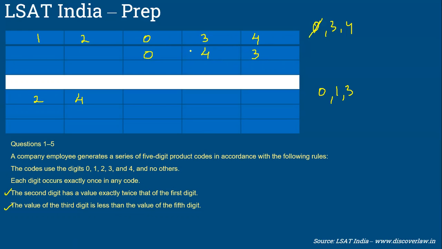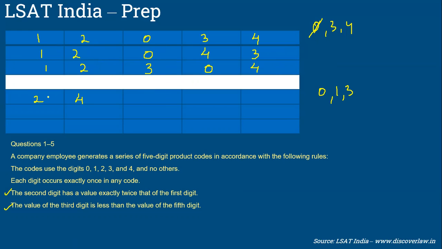Now let's say I keep 3 as my third digit, with 1 and 2 as my first two. I can't keep 0 after it, because the third value has to be less than the fifth. So this has to be 4 and this has to be 0. So if I put 1 and 2, there are three cases possible. I cannot keep 4 as my third digit, because then it won't be less than the fifth digit, since 4 is the maximum value.